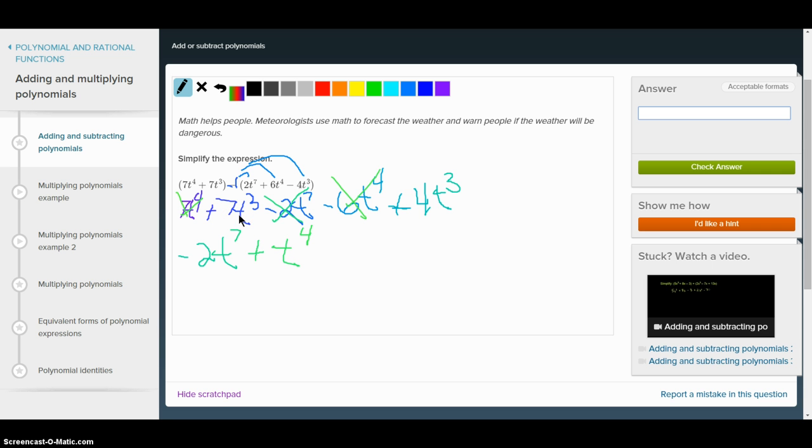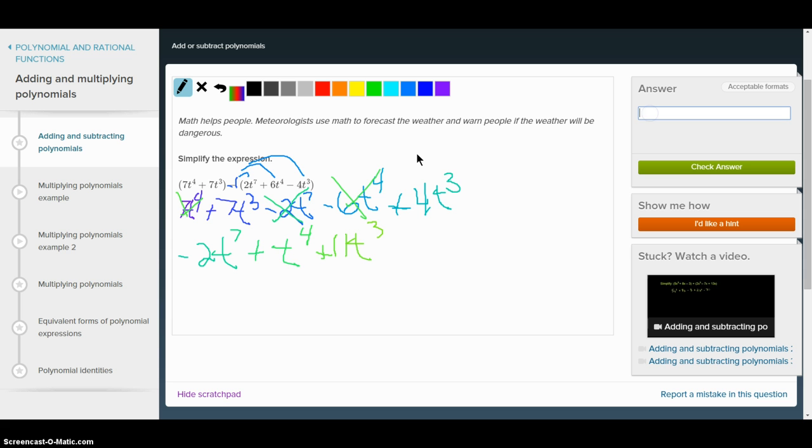Alright, and then on to the t to the third. So 7 plus 4. 7 plus 4 is 11. So 11t to the third.